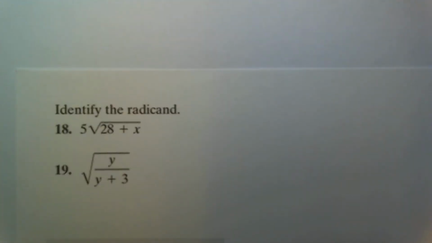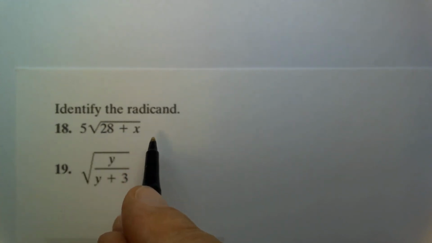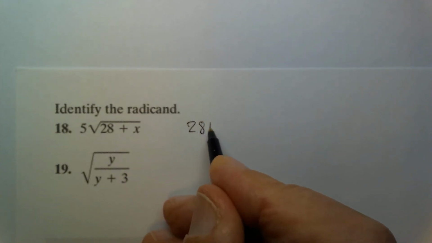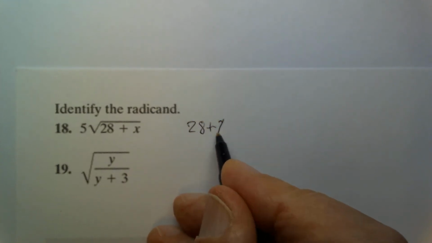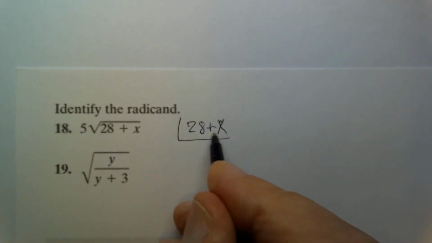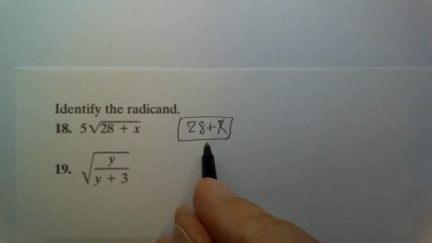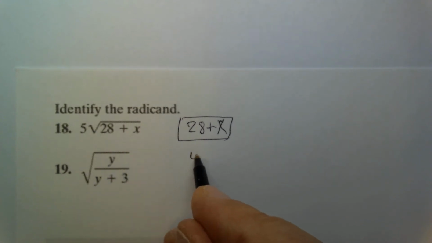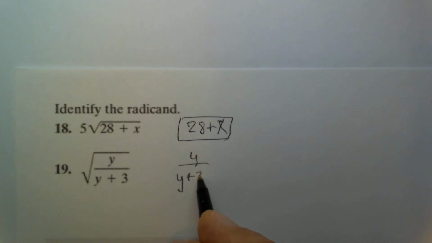So here we are asked to identify the radicand. Of course, that's the expression under the radical symbol. And so the radicand is 28 plus x. That is the radicand. For number 19, the radicand is y divided by y plus 3. That is the radicand.